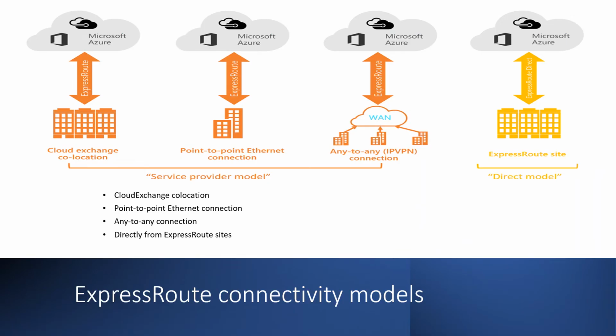We have here the ExpressRoute connectivity models. We have, as you see on the screen, four models. First one, cloud exchange co-location, second one, point-to-point Ethernet connections, third, any-to-any connections, and ExpressRoute Direct, it's a direct model. So let's start with co-location at cloud exchange.